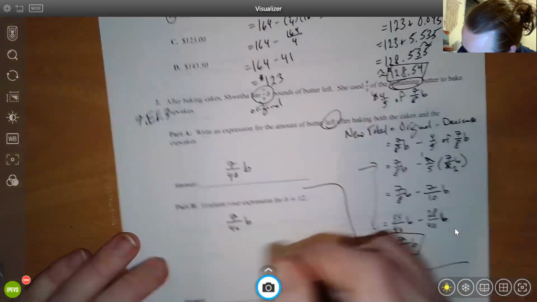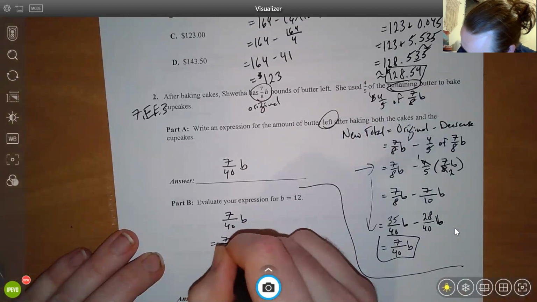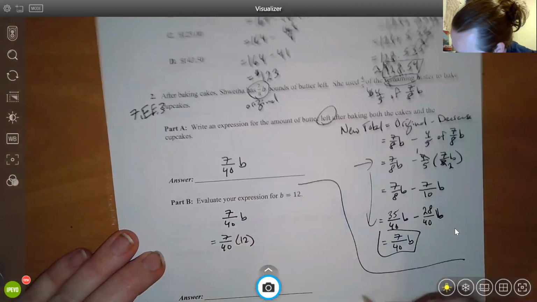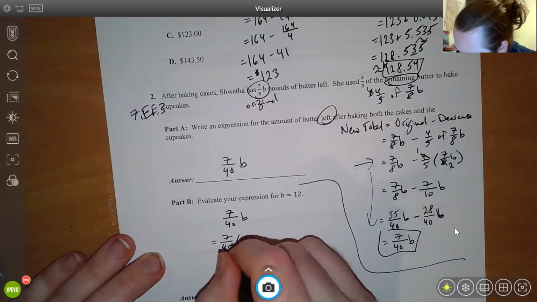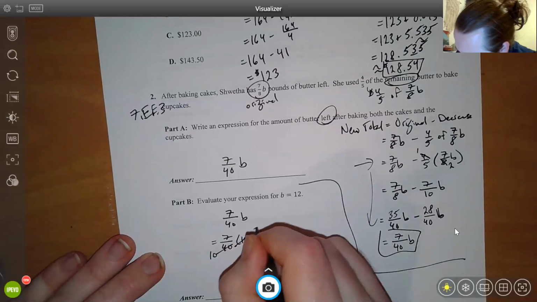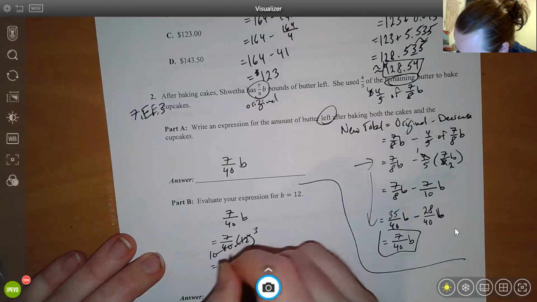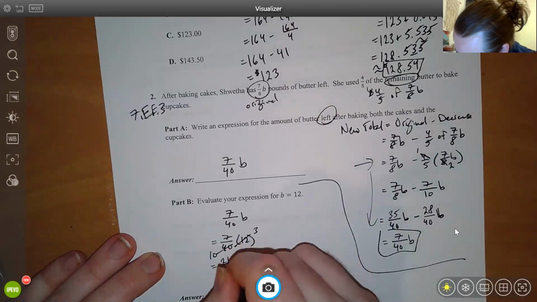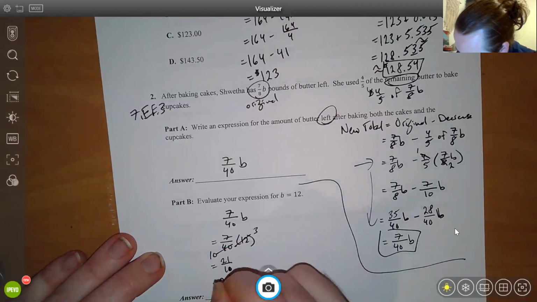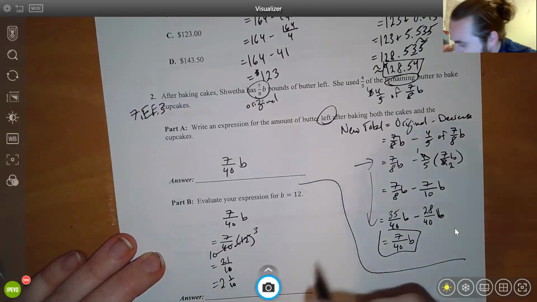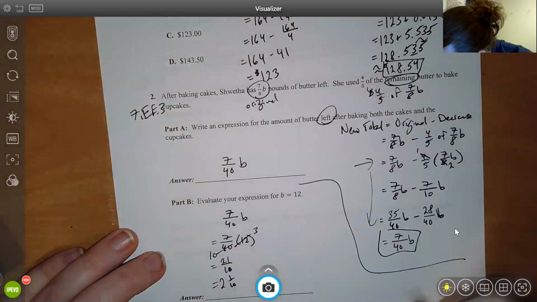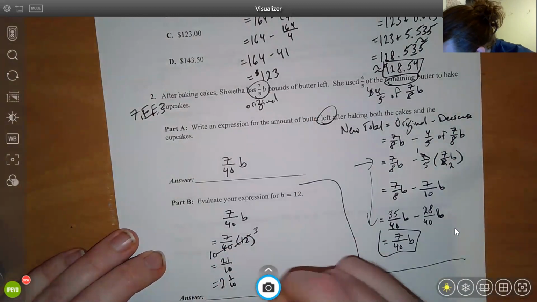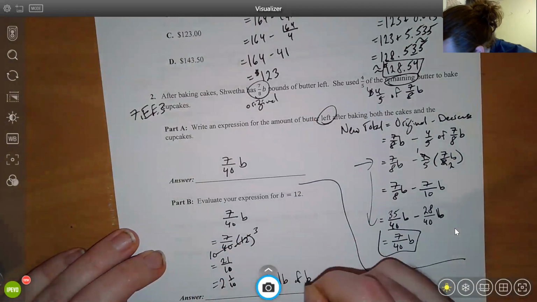In this case, 7/40 B and B equals 12, just plug in 7/40 times 12. Again, you can cancel. 40 and 12 can both be divided by 4. 10 and 3. 7 times 3 would be 21 over 10. 2 and 1/10. What's the unit though? Let's remember we need to have a unit. Pounds of butter. 2 and 1/10 pounds of butter.